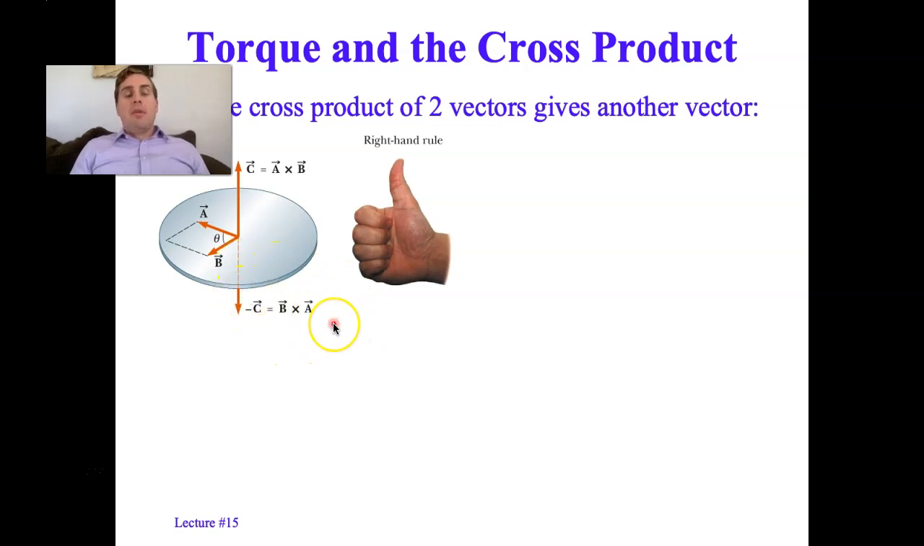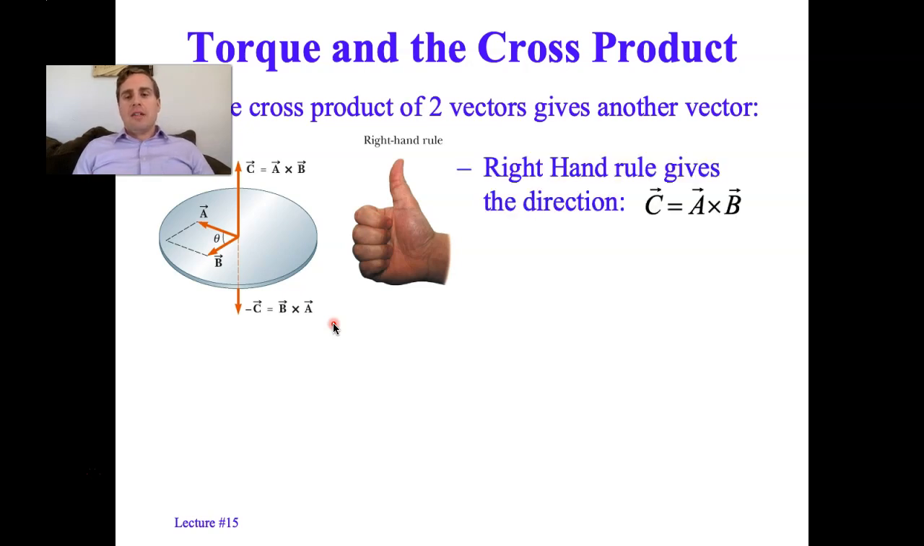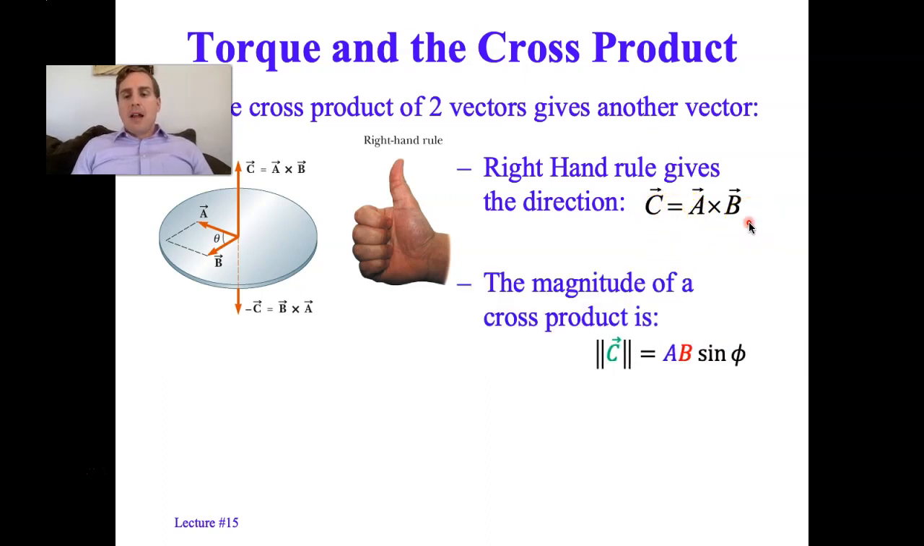Now, by the way, what that means is cross products are not commutative. However, even though you can't change the order, if you do switch them, at least you know it's just a negative, the opposite of what you originally intended. So the right-hand rule gives vector C, vector A cross vector B. The magnitude of the cross product, vector C, is equal to AB sine phi.